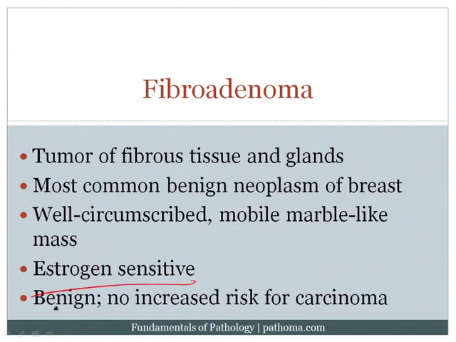These tumors are estrogen sensitive, and that's important. For example, they grow during pregnancy. They can be painful during the menstrual cycle. They can shrink in size when a woman undergoes menopause. And so this is an important feature of fibroadenoma, and the most important, benign. But that's obvious because of the name. It's an adenoma. It's not an adenocarcinoma, right? And then number two, no increased risk for cancer. Once a woman has a fibroadenoma, she's going to ask you, so does this mean I have cancer? No, you don't. Does this mean I have an increased risk to get cancer? No, you don't. So it is benign with no increased risk for carcinoma.